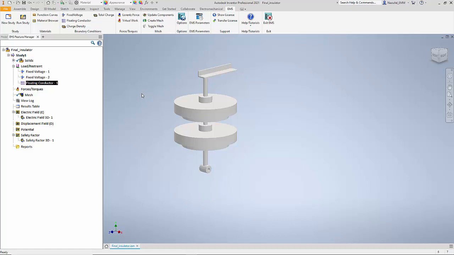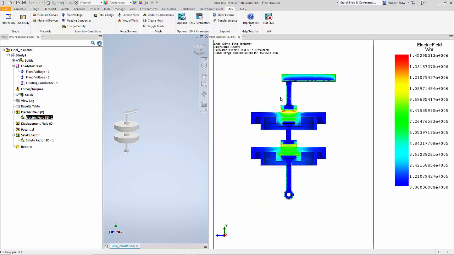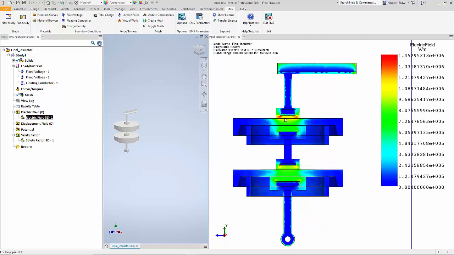Now we can go ahead and take a look at the results. The first result that we are interested in looking at is the electric field, a section plot of the electric field through the insulators. As I zoom in, you can see the value of the electric field. The maximum value of the electric field is around 1.45 million volt per meter. And you can see the distribution of the electric field in the insulator.